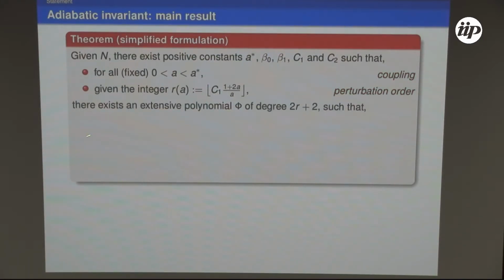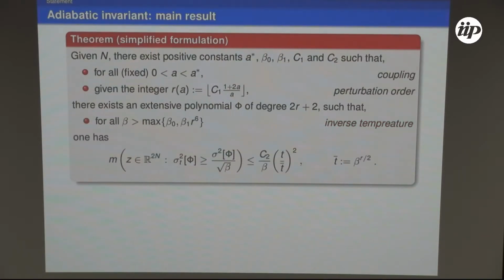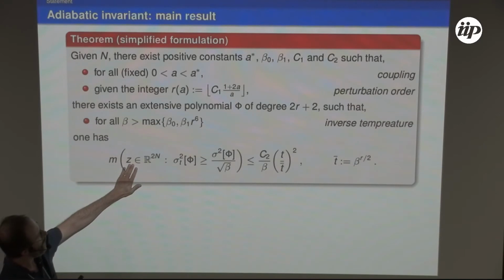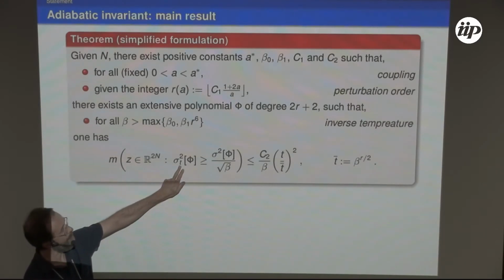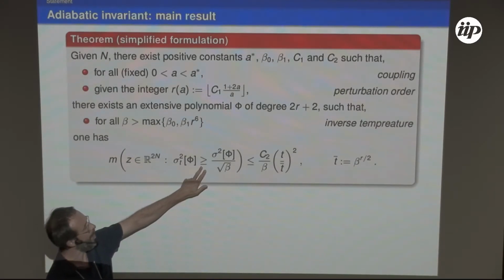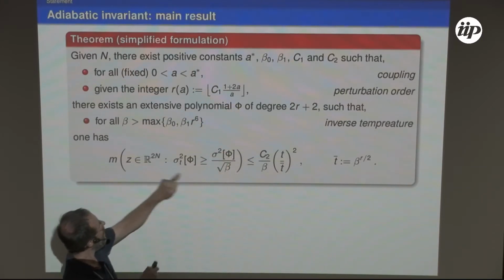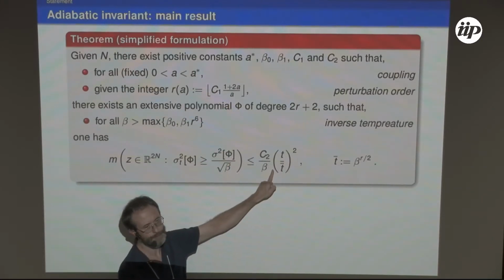Then there exists an extensive polynomial phi of degree 2r plus 2, such that for all beta larger than this quantity, so inverse temperature large, one has that the measure of the set of initial conditions for which the time fluctuation is larger than something, this set has a small measure.